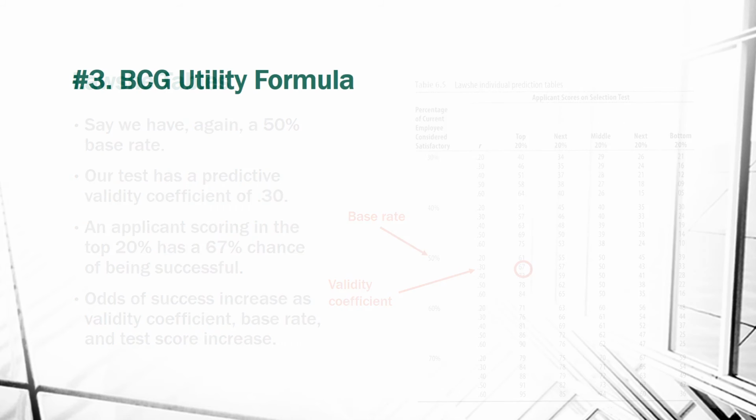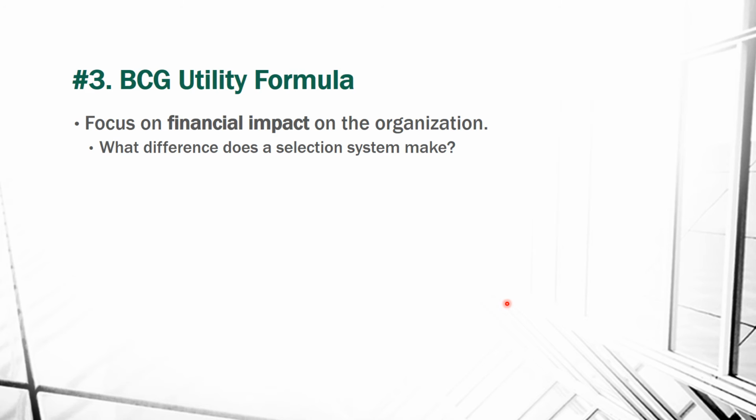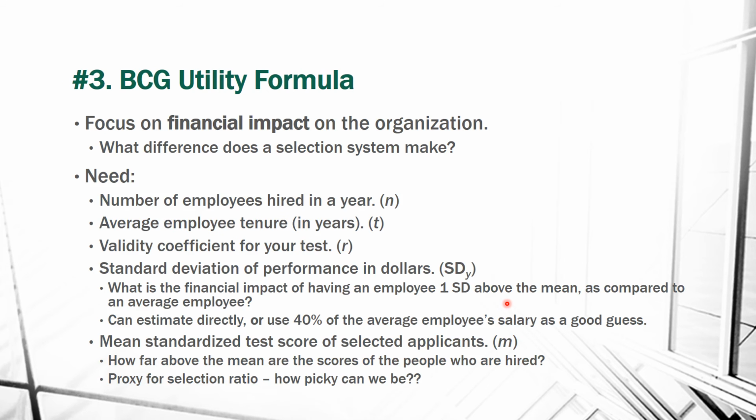Now, one last approach to looking at utility. This one is just a tiny bit more complicated, but not much. It's called the Brogden-Cronbach-Gleser utility formula. You're welcome to call it the BCG utility formula. This is going to take it one step further and put utility in financial terms. We need just a little bit more information for the BCG utility formula.